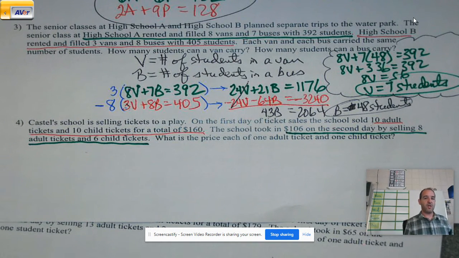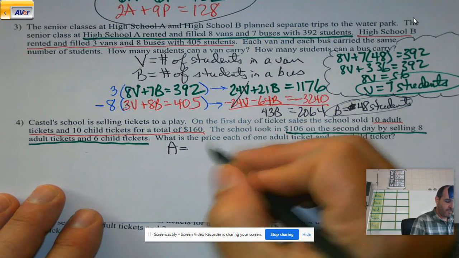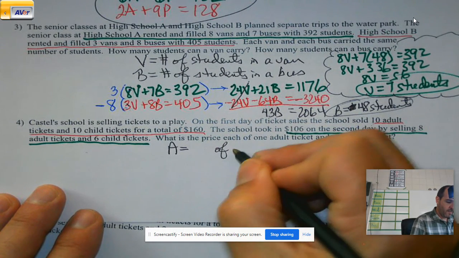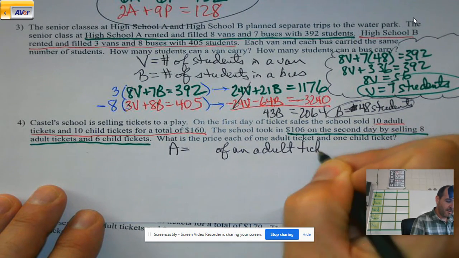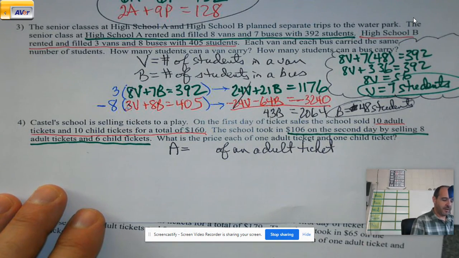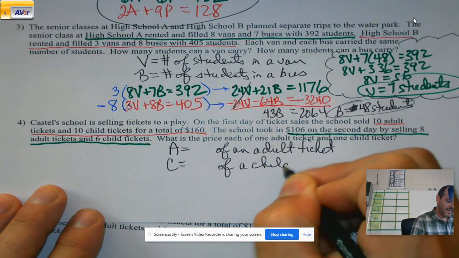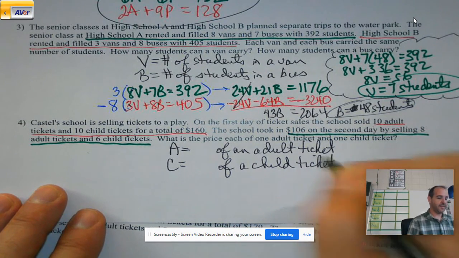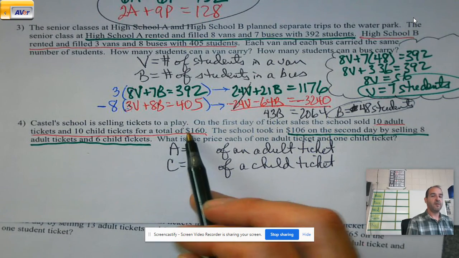You know what we're going to look at first. What are my 2 variables going to be? Well, it looks like adult and child tickets. So A equals, I'm leaving space on purpose. A equals something about an adult ticket. C is something about a child ticket, but what is it? We've seen numbers, we've seen costs. Which one's it going to be in this case? We see the dollar sign.